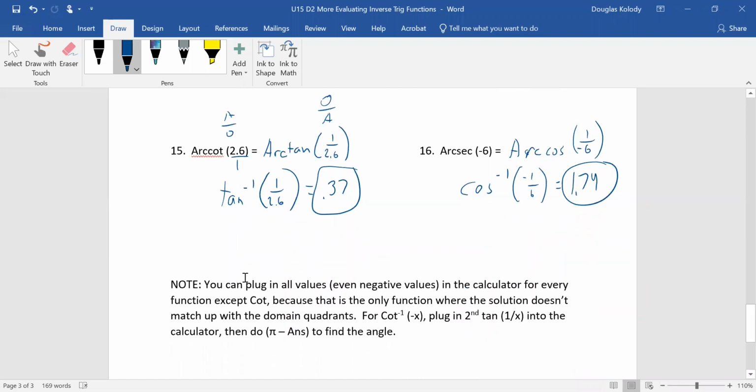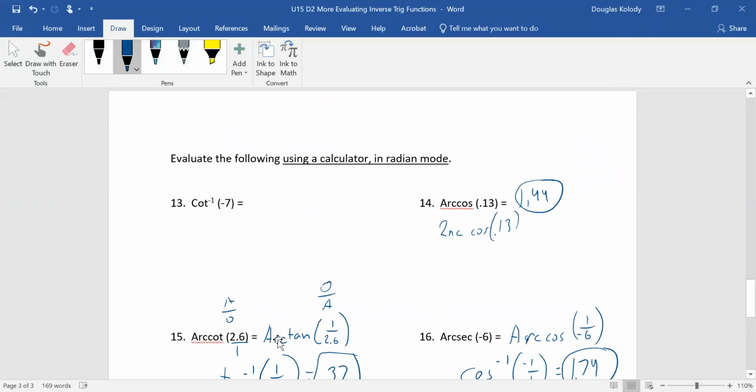I made a note here. What if I'm trying to find the value of something negative like I did in number 16? You can plug in all values, even negative values, in your calculator for every single function except cotangent, because it's the only function where the solution doesn't match up with those domain restriction quadrants. So if I ask you to find the inverse cotangent of something negative, you're going to plug in the second tangent, or the tan -1, of the positive value. And then I want you to think about this right here. The restrictions on cotangent are that they're in this quadrant and this quadrant. So the answer is just whatever answer it is right there.